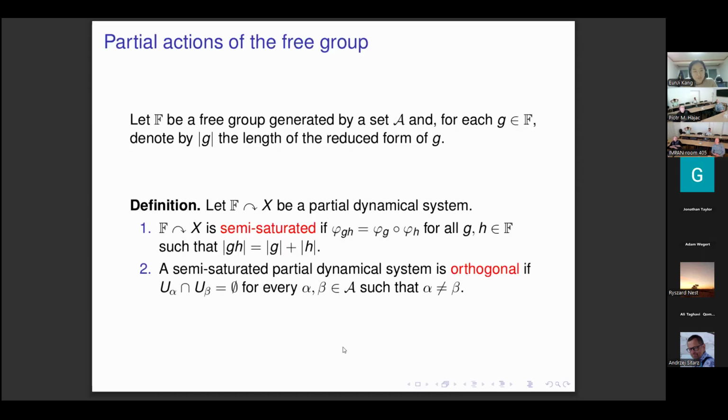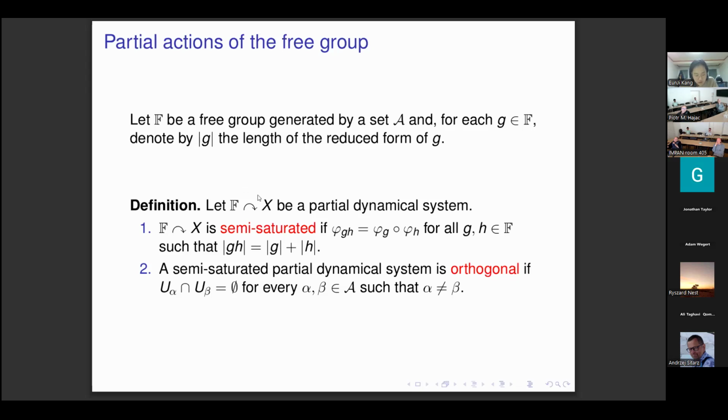Next, let's move to partial actions of the free group. Here we start with the free group denoted by F, generated by a set A. For any element g in the free group, we write its length to mean the length of its reduced form.